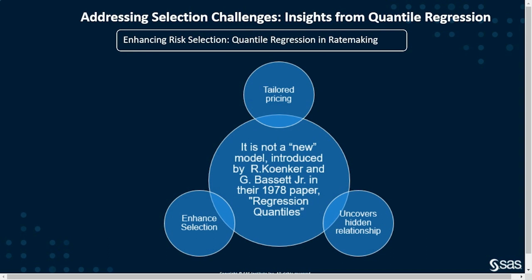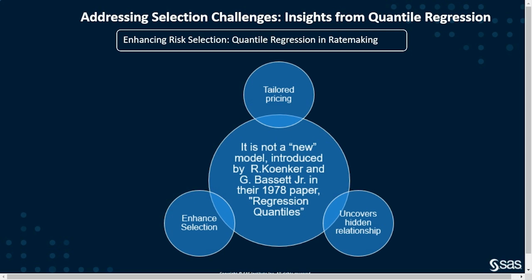Those considerations bring us to quantile regression. That is an alternative approach that offers several advantages over traditional methods. It is not a new model. It was introduced in 1978.